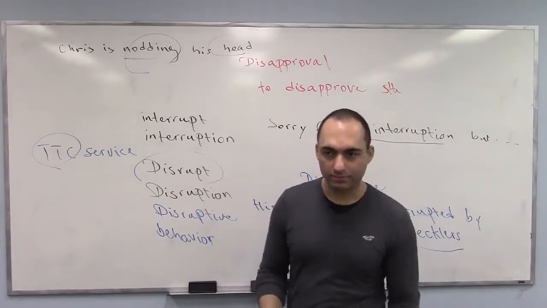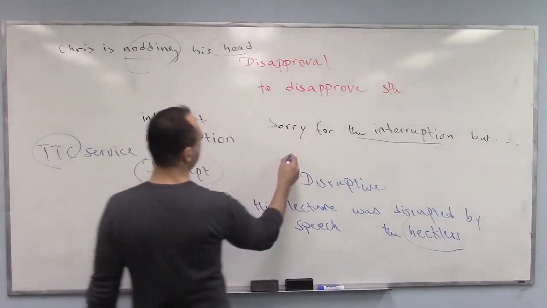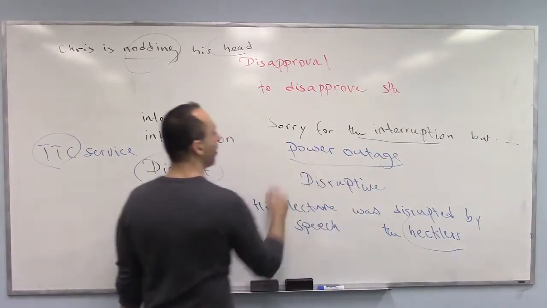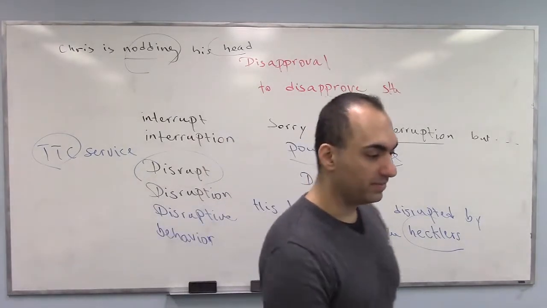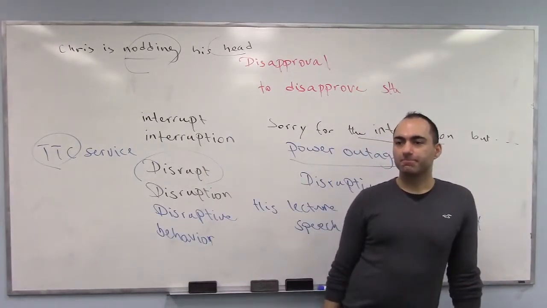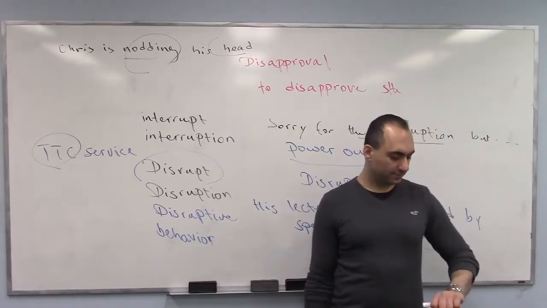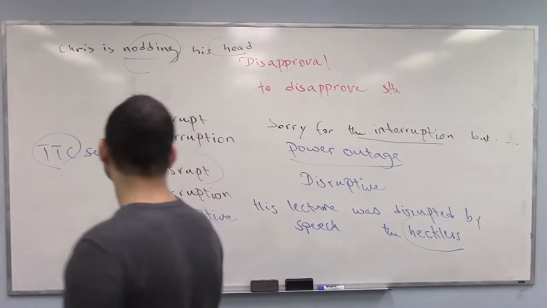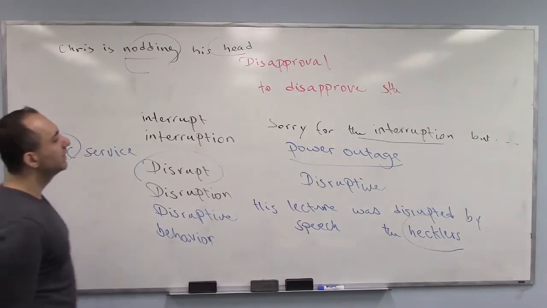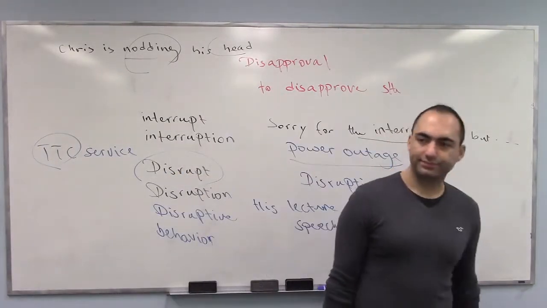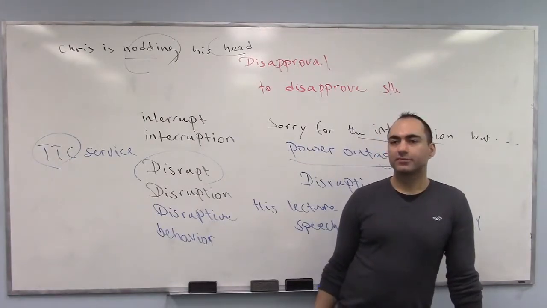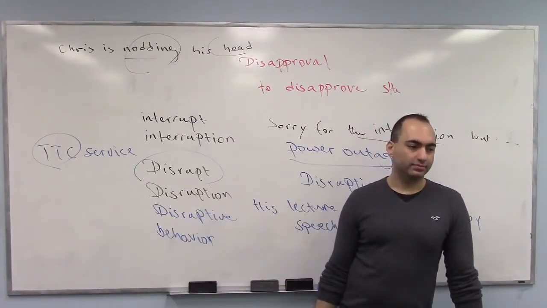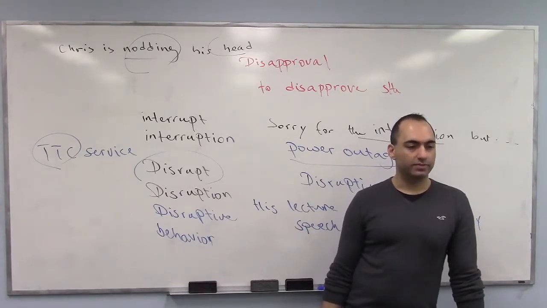You know, power outage. There's a power outage as a result of the storm. When the power is out. So the bus service, the TTC service, is disrupted by a power outage. Very disruptive.